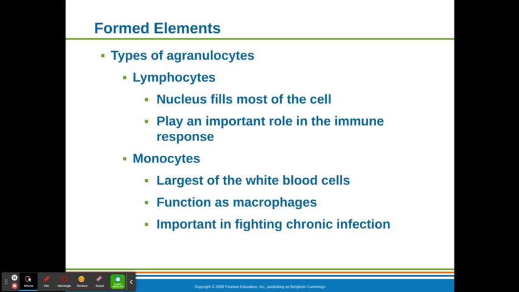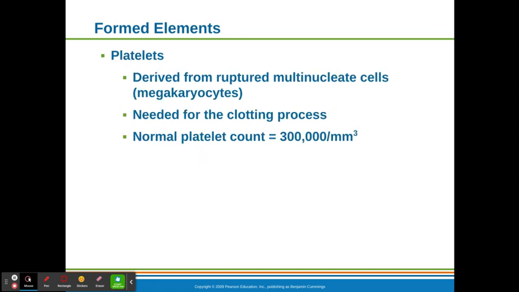So lymphocytes play an important role in the immune system. They will help to break down foreign substances. Monocytes function as macrophages. They will quite literally ingest foreign particles, and as they do so, they will help to fight infection, bring in things that shouldn't be in the blood.